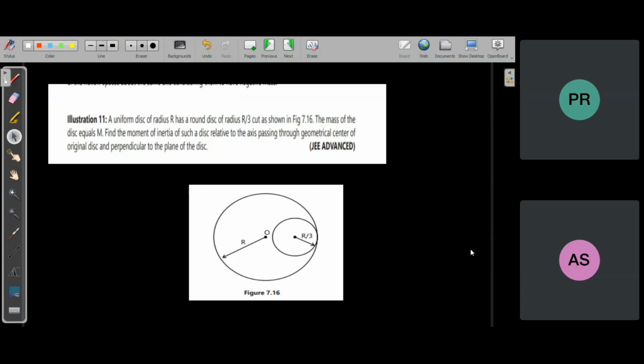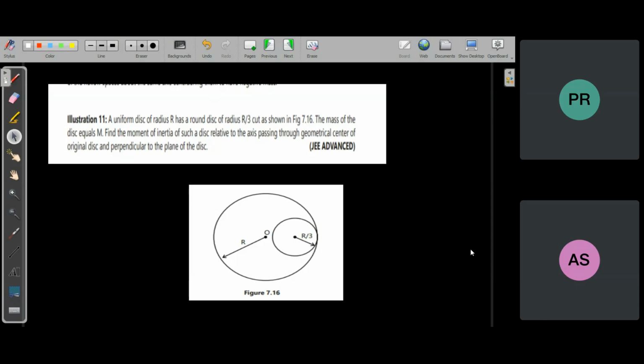To find the moment of inertia of the cut part about the given axis, you may have to use the parallel axis theorem or the perpendicular axis theorem, but I don't think any theorem may be needed. So try.